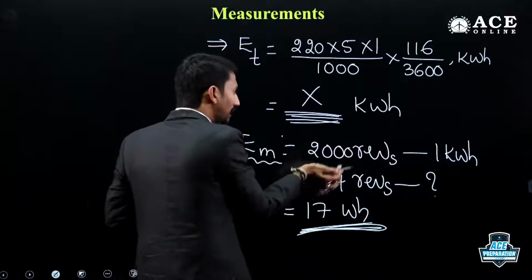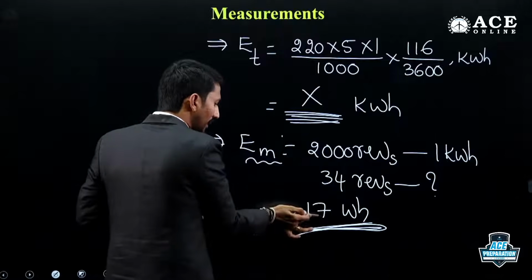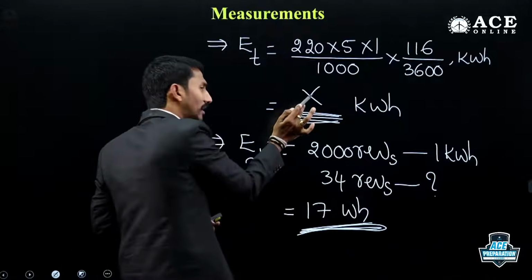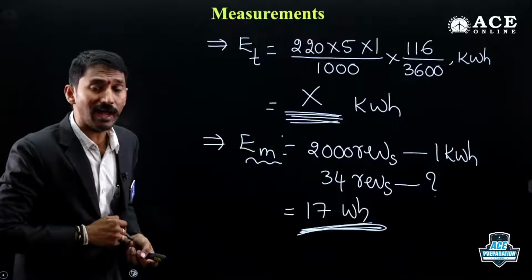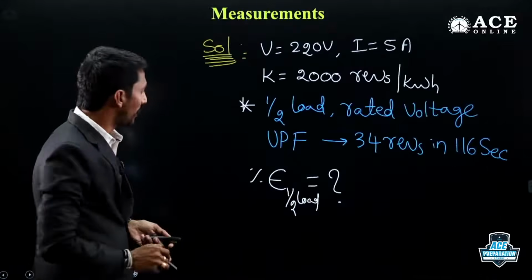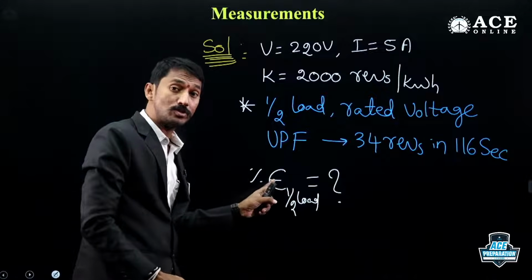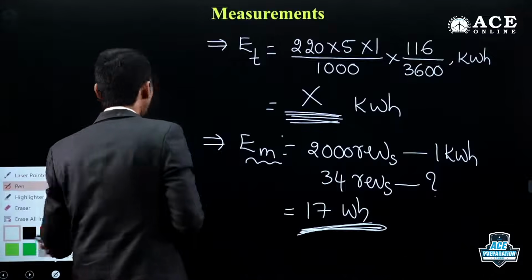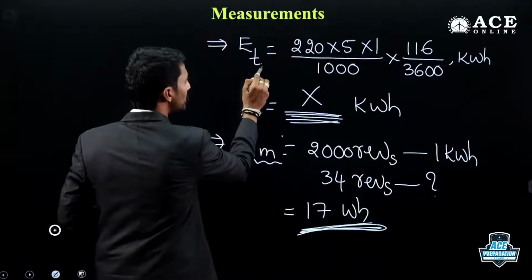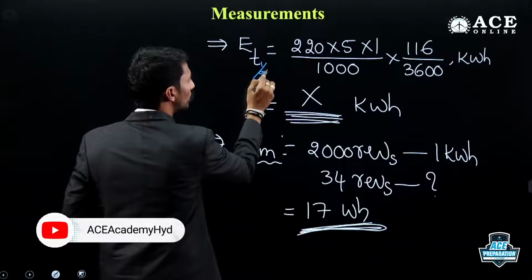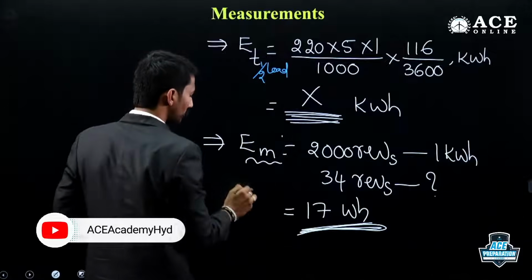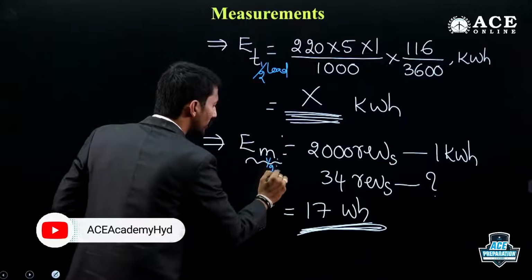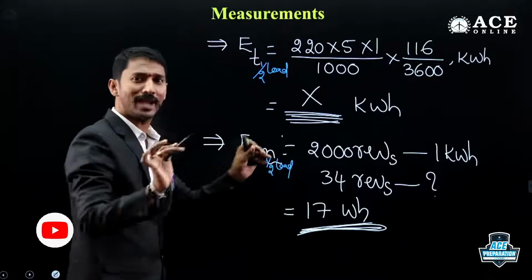Here, if you are taking this value directly, AM minus AT by AT into 100, okay. But is it the answer he is asking? No. He is asking the error at which load? Half a load. That's why you must be very careful in mentioning that energy true at half a load, energy measured at half a load, you need to calculate.